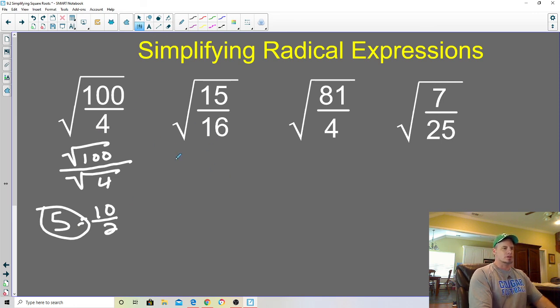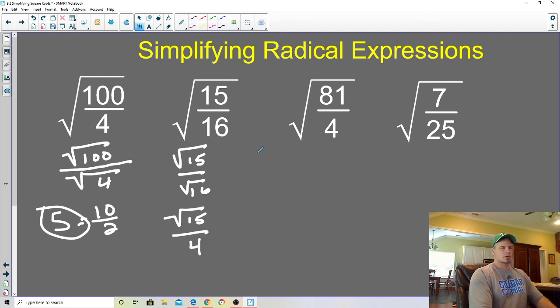Okay, here we're going to split this up. Square root of 15 over the square root of 16. Well, we don't know square root of 15, and there's not a perfect square that goes into 15. We're going to leave that alone. So square root of 15 on top, and we know the square root of 16 is 4.